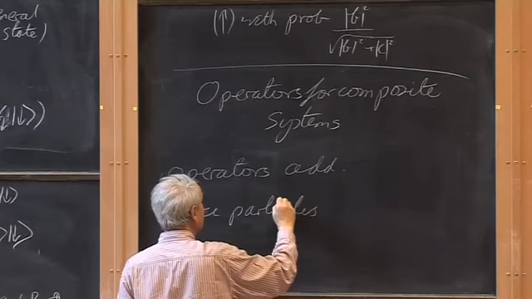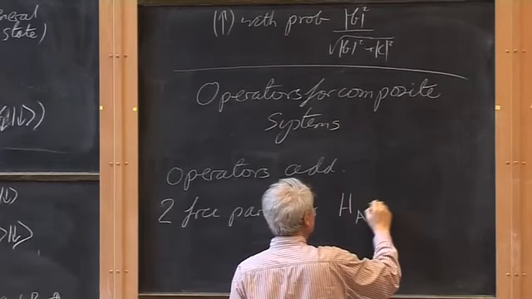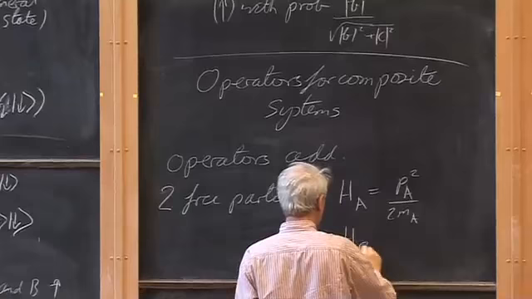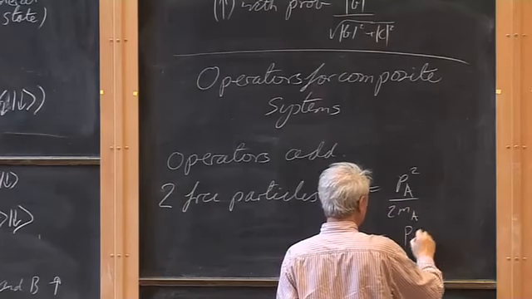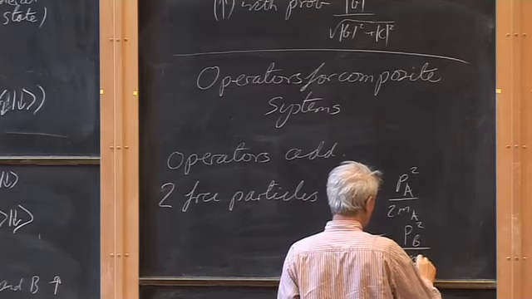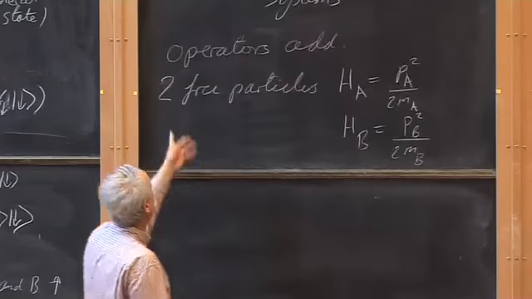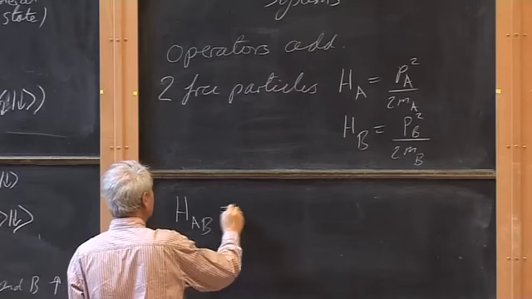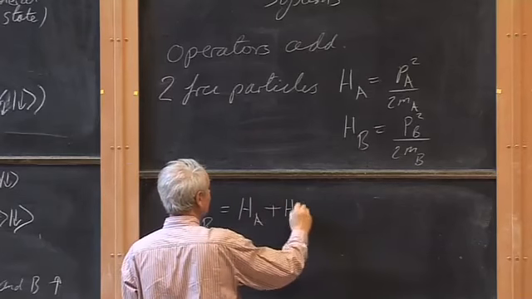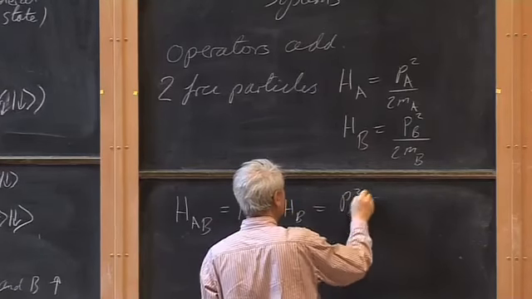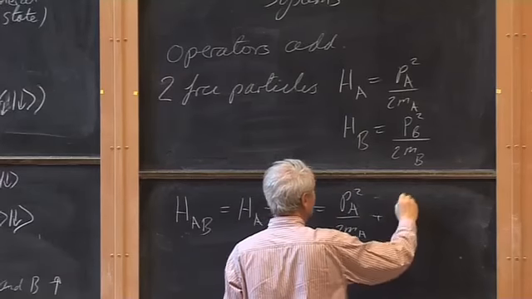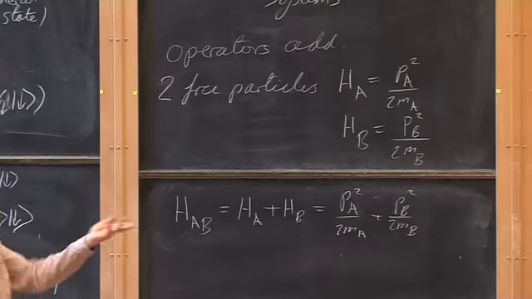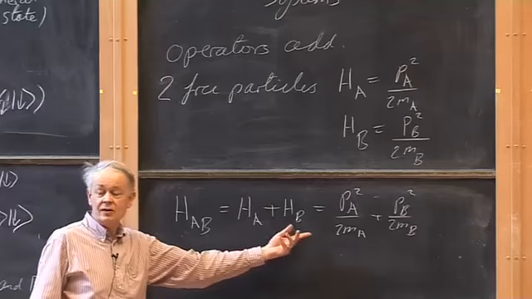if A and B are both free particles, then HA is equal to PA squared, the momentum of A squared over twice the mass of A, and HB, the Hamiltonian operator, is equal to PB squared over 2MB. So what's the Hamiltonian of the combined system? HAB is equal to HA plus HB. In other words, it's PA squared over 2MA plus PB squared over 2MB. And that's sort of saying the energy of the combined system is the sum of the energies of the individual bits.